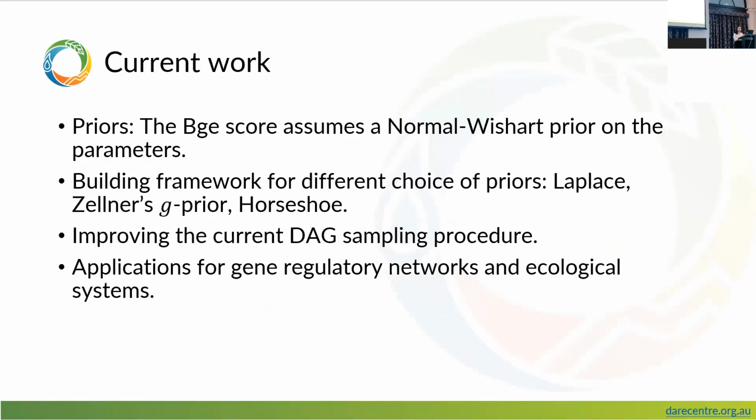To sum up, I just want to talk about some of the current work that we're doing. We want to extend the current work on the BGe score, which assumes a normal Wishart prior on the parameters. Because of the Gaussian weights assumption, it is usually not very useful in domains where the underlying DAG structure is sparse, because samples from the posterior distribution that assume Gaussian weights usually lead to high or moderate weights and more false positives. So we are working on building frameworks for different choices of priors, including Laplace, g prior, and horseshoe priors.